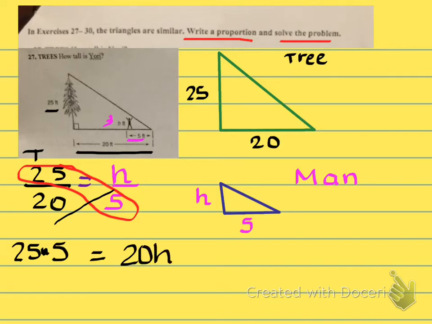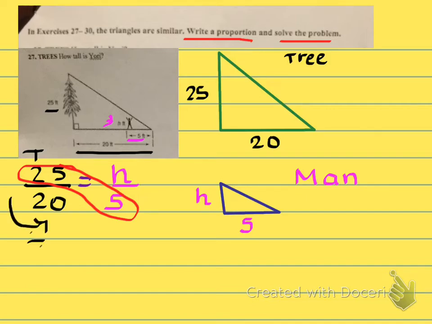Okay, so when I do it in class, I just have you guys multiply the 25 times 5, and then I say divide by the guy that's left out.